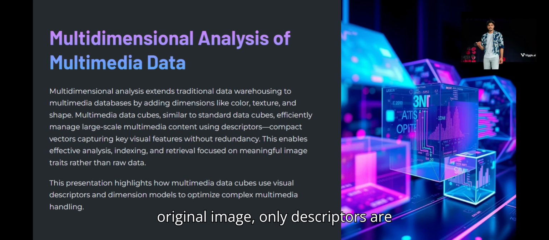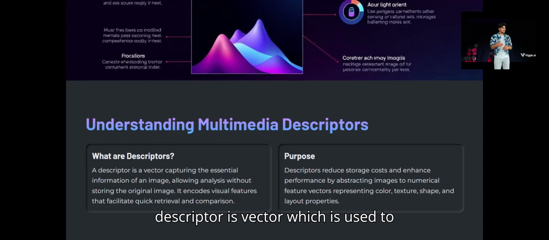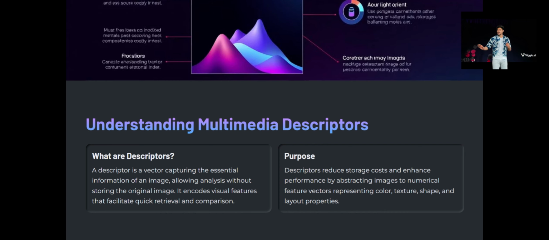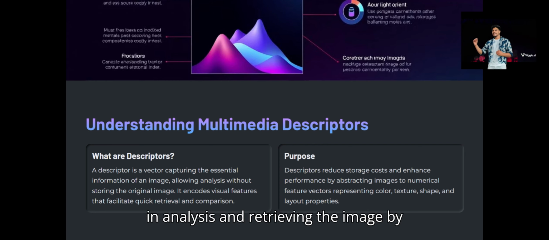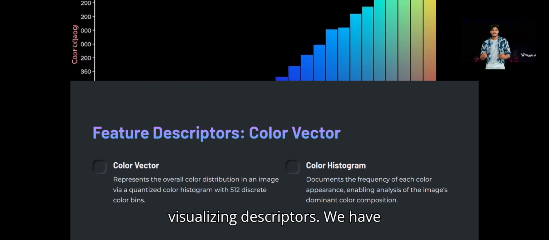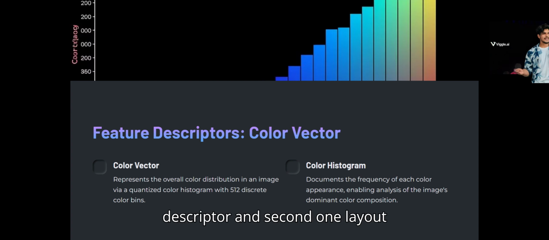Instead of storing the original image only, descriptors are stored. What is a descriptor? The descriptor is a vector which is used to represent the essential information about the original image without storing the original image. This helps in analysis and retrieving the image by visualizing. In descriptors, we have two features. First one feature descriptor and second one layout descriptor.